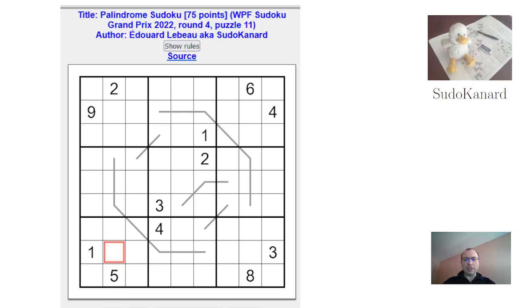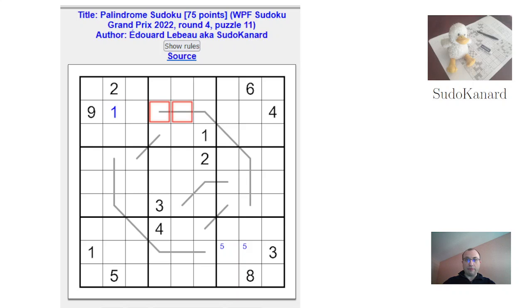So 5 obviously is not here. 5 is different from those digits, so it's different from those digits. So on this row, 5 can only be here. In the same manner, 1 is not here. 1 is not here, so by the palindrome it's not here, so it has to be here. And because of this one, 1 is here.